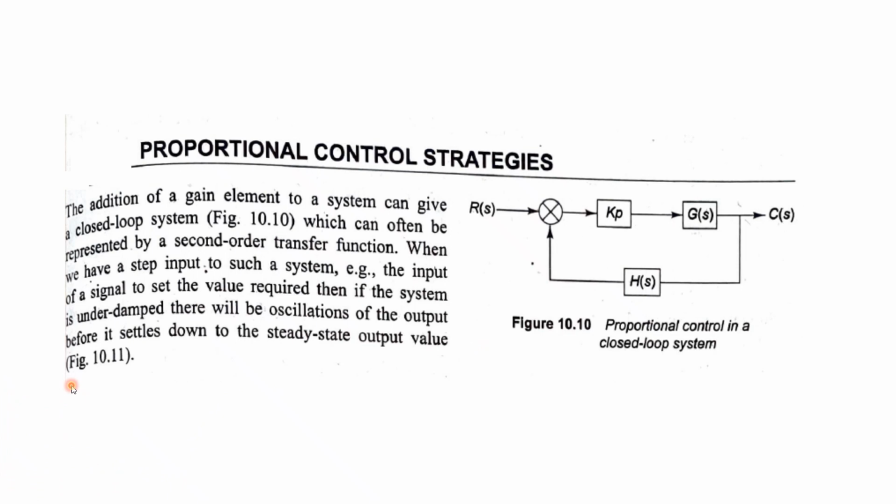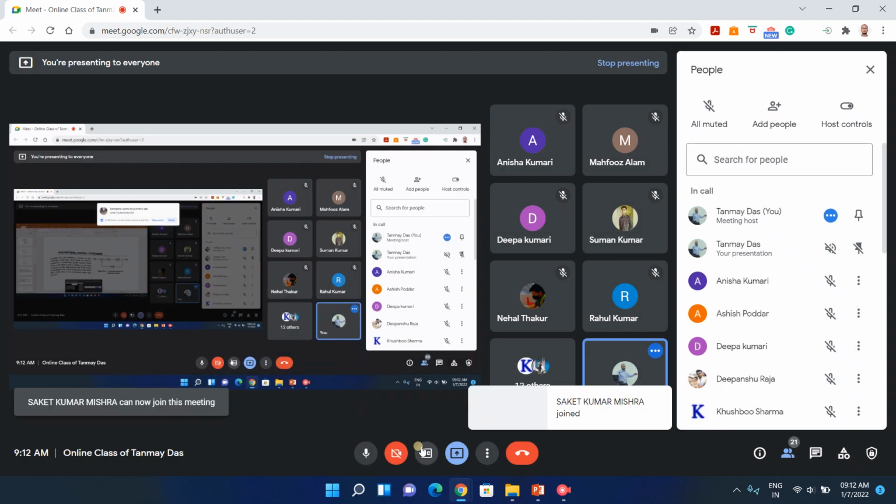So this is the proportional control strategy. Suppose this is a closed loop system, so this is the proportional controller Kp, connected in series to the forward path transfer function G(s), so that the actual forward path transfer function will be Kp into G(s), and then we have a feedback H(s).